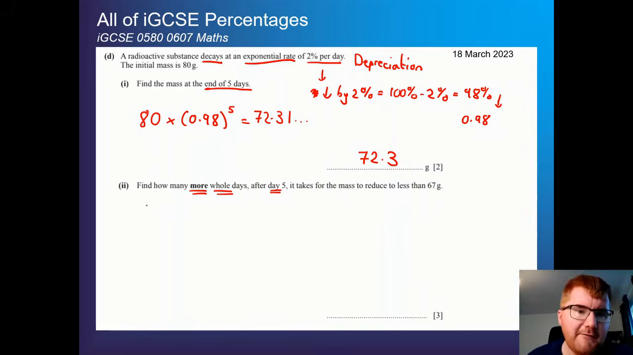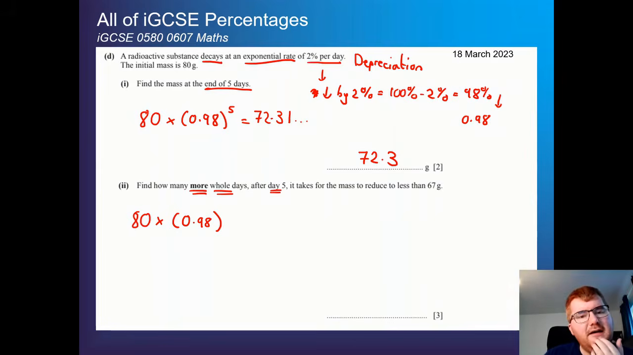So what we do, we have our equation, and all we need to do is try out different numbers until we get close. So after day 5, it's 72.31 and we want less than 67 grams. So let's just try 8. Again, we want a number bigger than 5, and we can try that out in the calculator. So 0.98 to the power of 8. Excuse me, that gives me 68.06. So that's still too high.